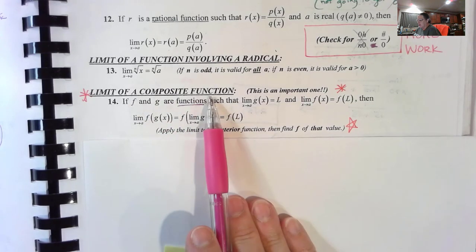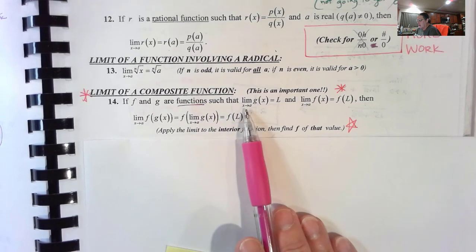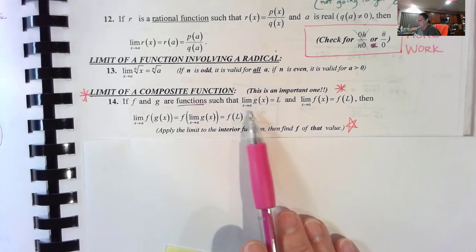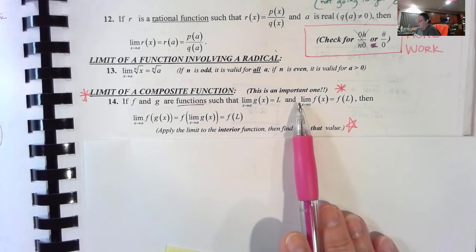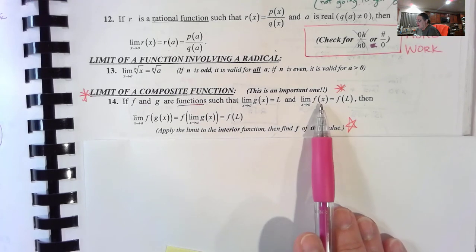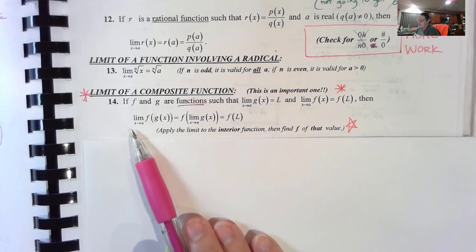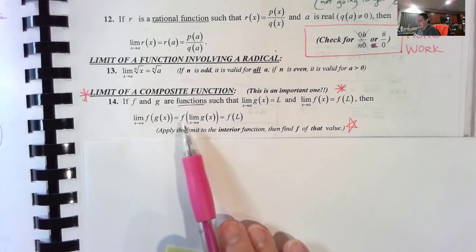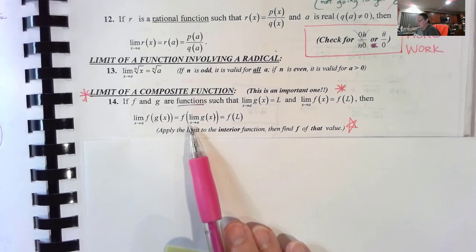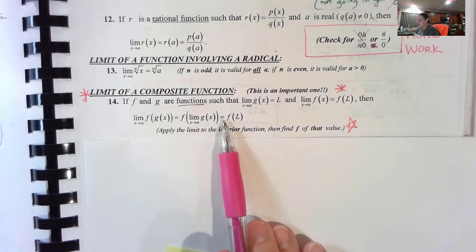It's the limit of a composite function. When you take functions f and g, and they are functions such that the limit as x goes to a of g is L, and the limit as x goes to a of f of x is f of L, then we can say the limit as x goes to a of f of g of x is f of the limit as x goes to a of g of x, which is f of L.